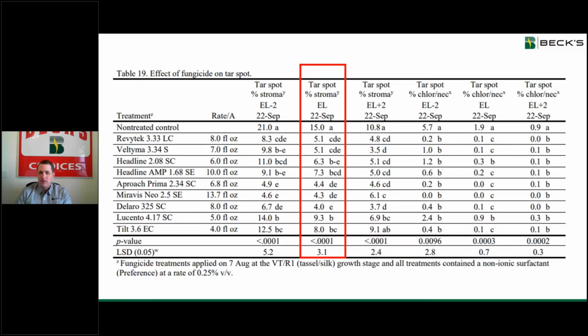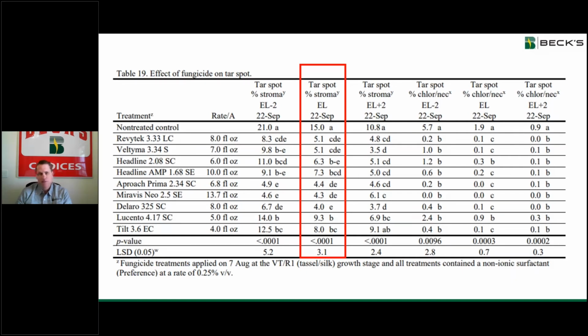That's from an application that was made on August 7th. So you can see in the non-treated control, they had about a 15% coverage of tar spots there. As you look down the list at those different fungicides, you can see almost every fungicide had a significant statistical difference in the reduction of tar spot. So these are sprayed at VT/R1, and they made a significant reduction in the severity of tar spot. So mixed mode of action fungicides are making a difference when they're sprayed at that early growth stage.